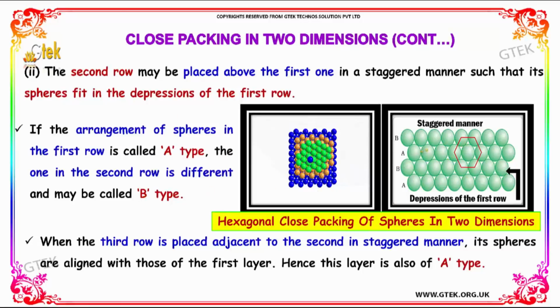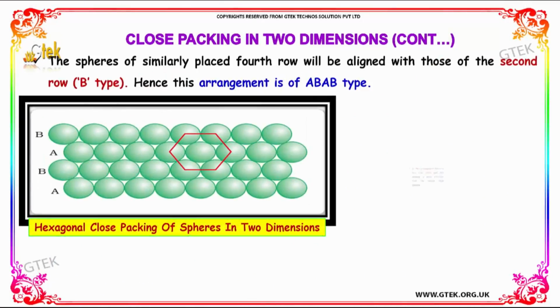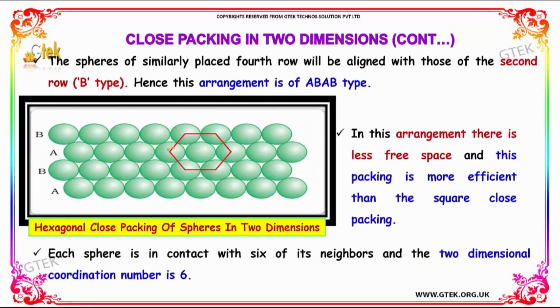If the arrangement of spheres in the first row is called A type and the second row is different, that's B type. When the third row is placed adjacent to the second in a stacked manner, the spheres are aligned with those of the first layer. Hence, this layer is also of A type. The spheres of the similarly placed fourth row will be aligned with those of the second row. Hence, this is called AB type.